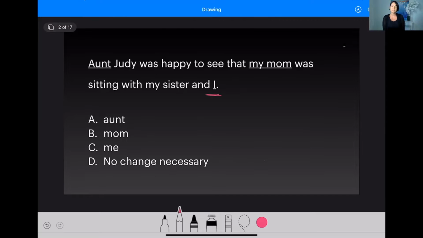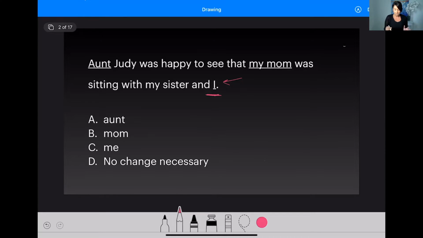A lot of people think Aunt Judy was happy to see that my mom was sitting with my sister and I. And most people think there's nothing grammatically incorrect about that particular statement. But it is wrong, wrong, wrong. And you will see a question like this on every single test that you take when it comes to grammar, because most people do this. They put this I there, and they think they're sounding very scholarly and very smart. But in fact, they are very, very wrong.